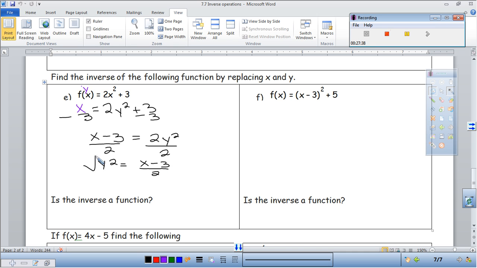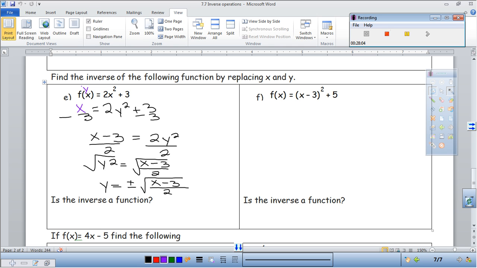Then I need to take the square root of both sides. And I'm going to get y equals, because I took the square root on this side and it's an equation, I need a plus or minus sign. Plus or minus the square root of x minus 3 over 2. Any questions over that? When I take the square root in an equation, I need a plus or minus. That's why when we solve an x squared equation and take a square root of both sides, I have a positive number and a negative number.